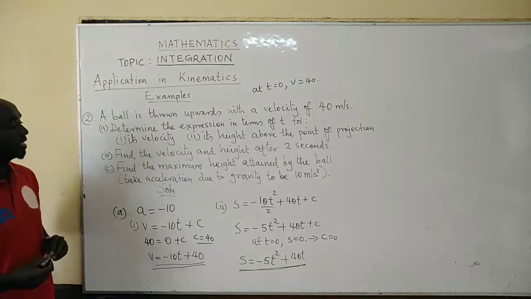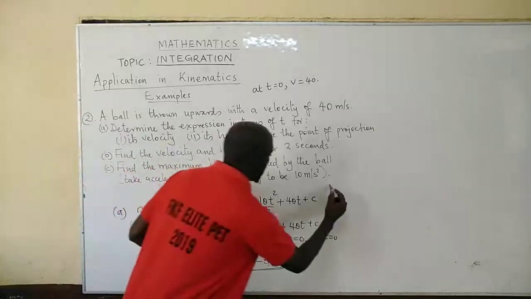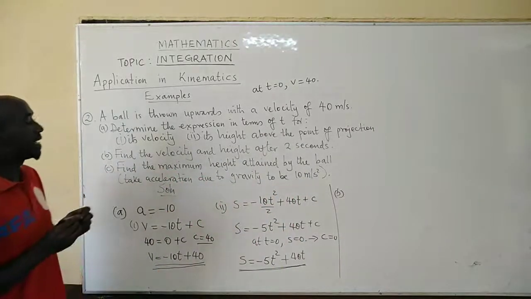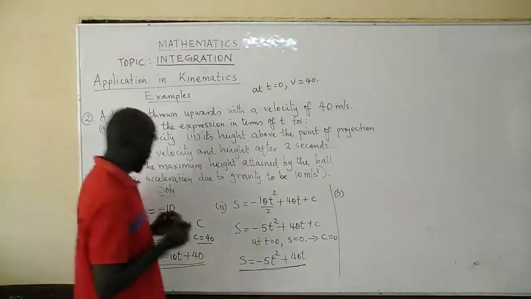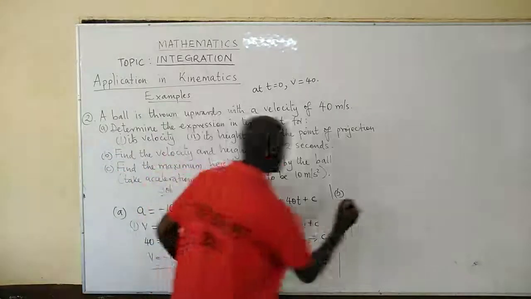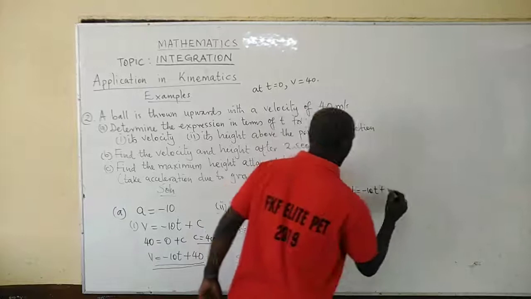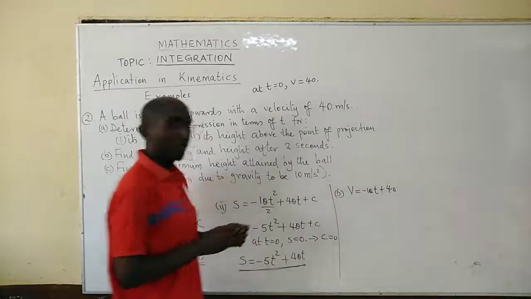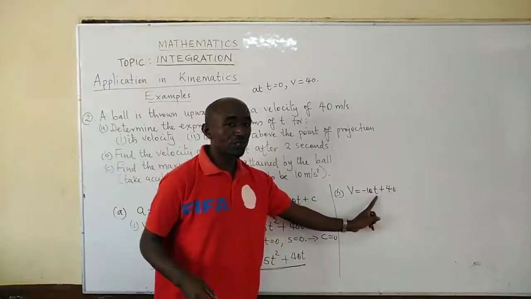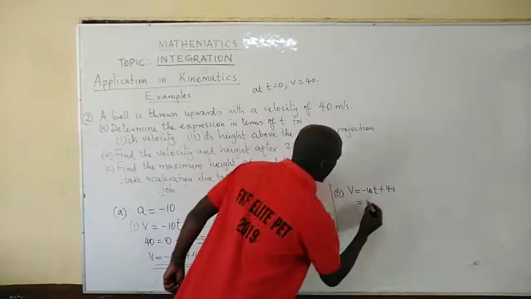Find the velocity and height after 2 seconds. Let's start with the velocity. We already have the expression for velocity. Velocity is negative 10t plus 40. So it's very simple. Time is 2 seconds. So you just replace t with 2 to get the velocity. That's all.